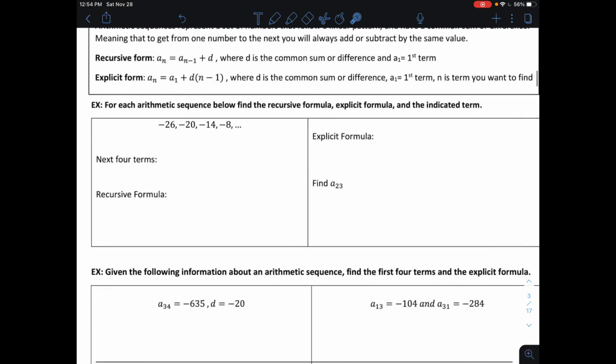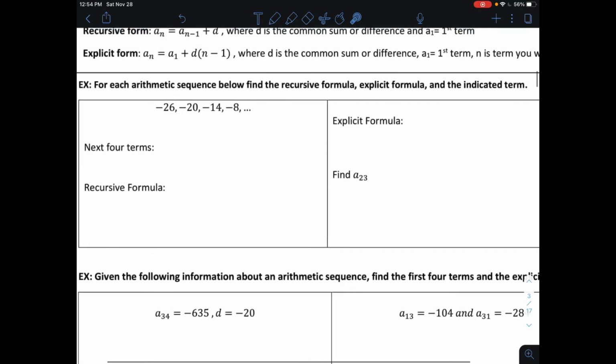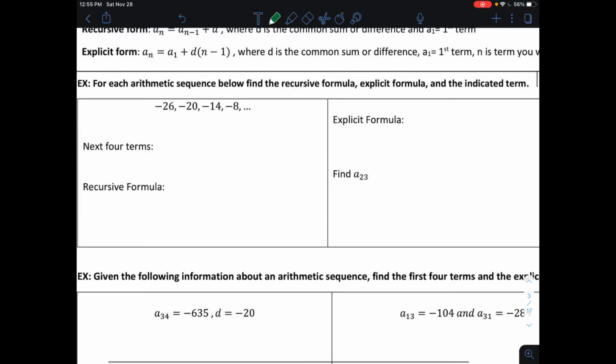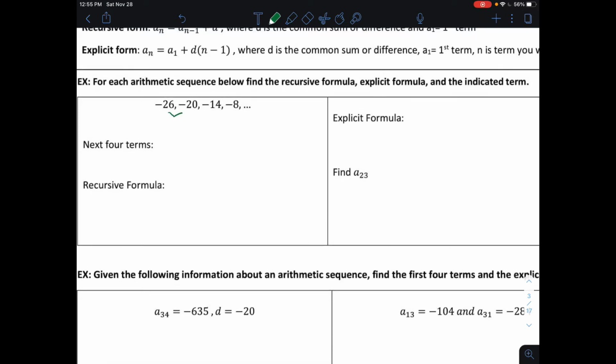So let's apply that to the example we have right below it. We've got a couple of things we want to do. First of all, let's look at the sequence that we're given: we go from negative 26 to negative 20 to negative 14 to negative 8. Find the next four numbers. We'll find our pattern. To go from negative 26 to negative 20, we add 6. To go from negative 20 to negative 14, we add 6. To go from negative 14 to negative 8, we add 6. So what we're doing every time is adding 6.